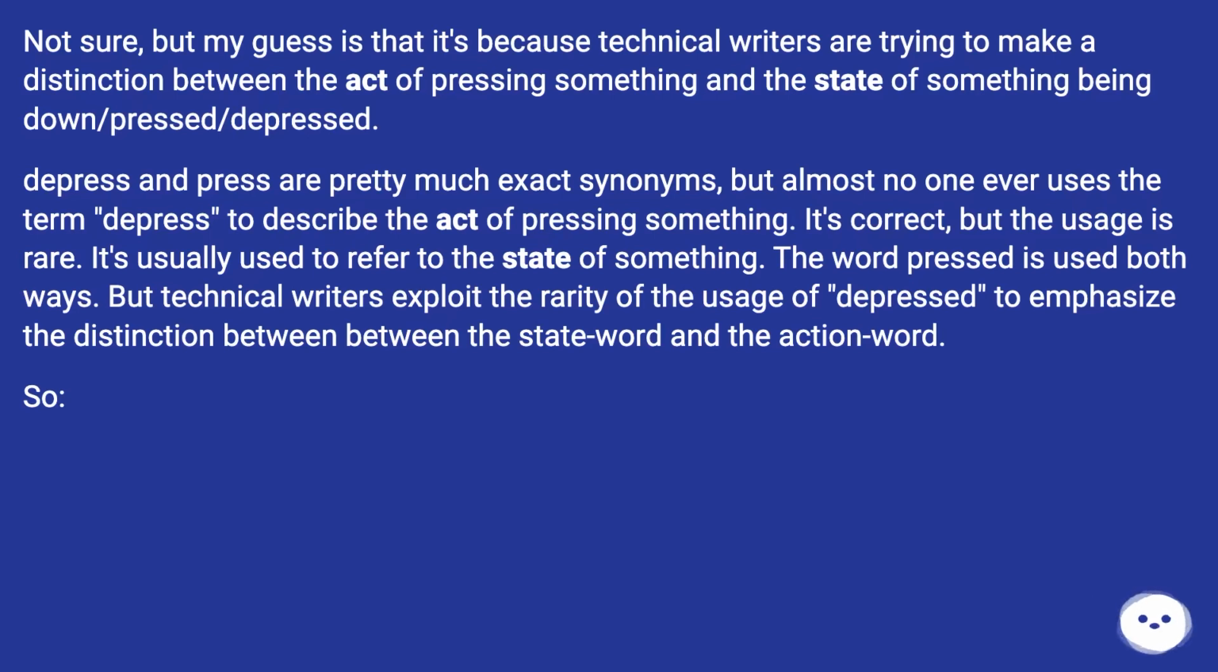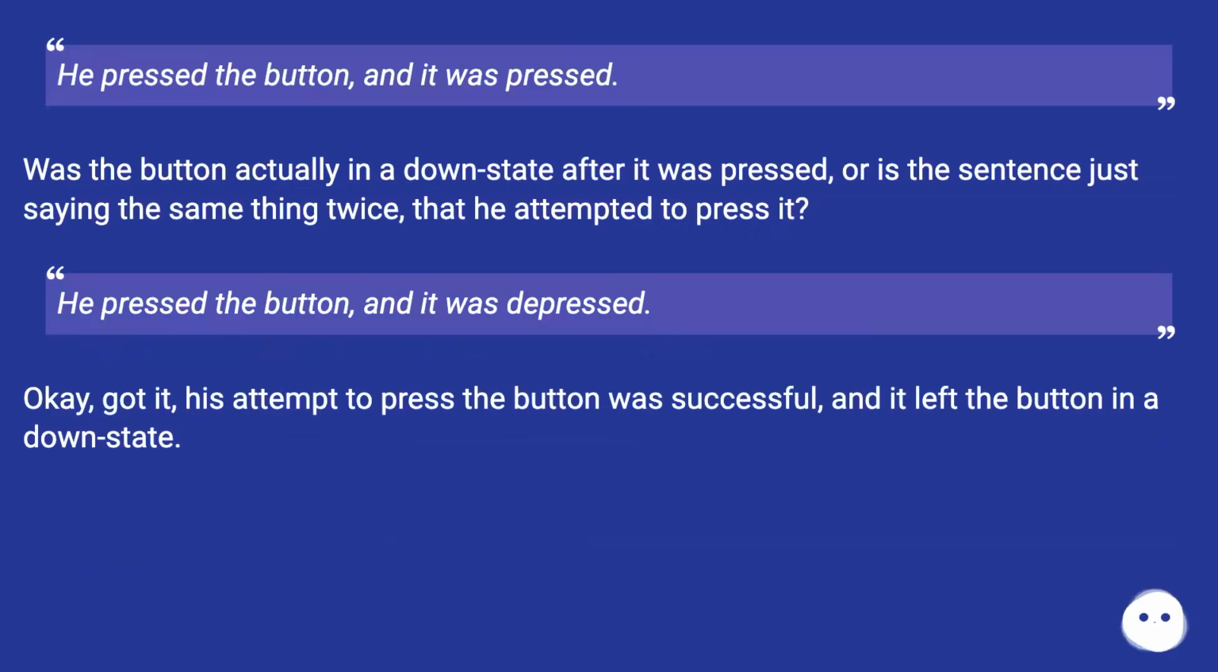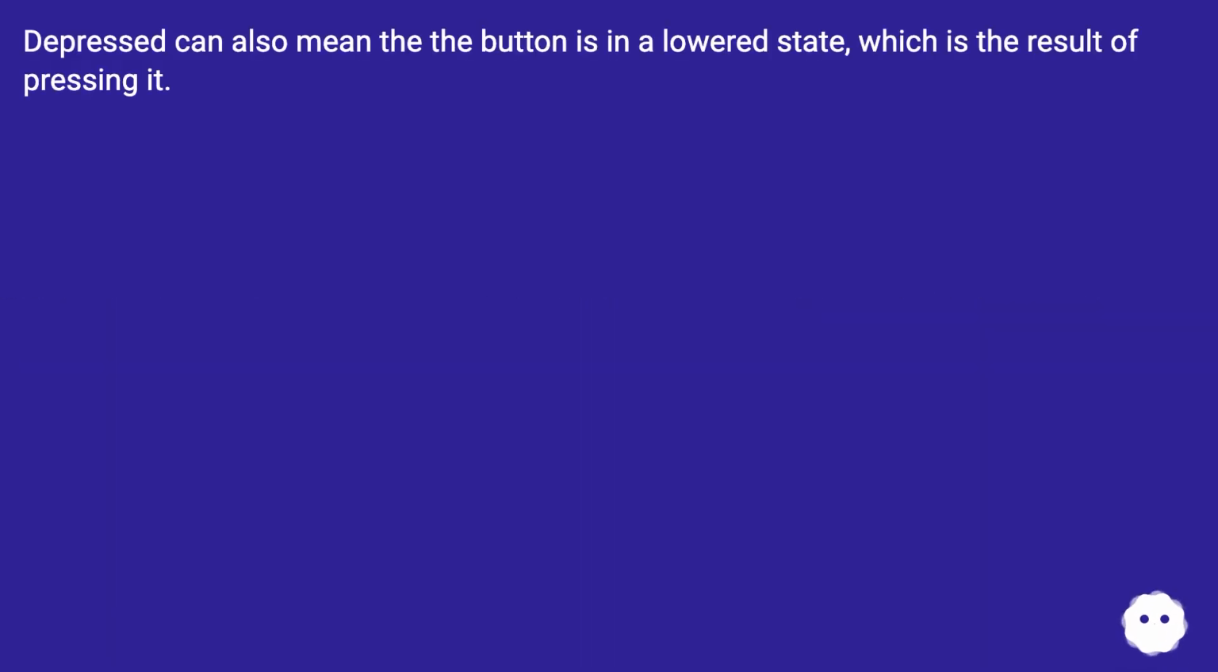But technical writers exploit the rarity of the usage of depressed to emphasize the distinction between the state word and the action word. So, he pressed the button, and it was pressed. Was the button actually in a down state after it was pressed, or is the sentence just saying the same thing twice, that he attempted to press it? He pressed the button, and it was depressed. Okay, got it, his attempt to press the button was successful, and it left the button in a down state. Depressed can also mean that the button is in a lowered state, which is the result of pressing it.